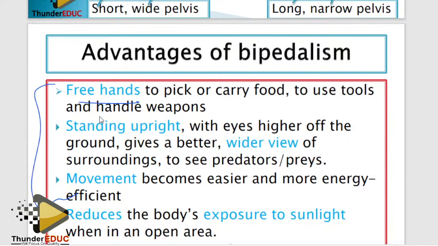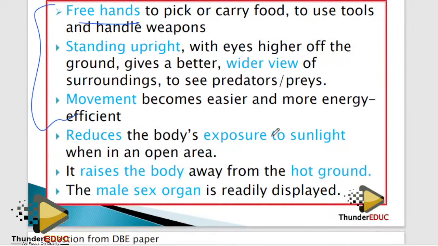Free hands so that you can pick food. Standing upright, the eyes are high off the ground, so it's a better view. You understand? You see, you think why ladies like to put on high heels so they can see far, man. They want to see far. Why? Because you're off the ground, so that you can see exactly what is happening there. I don't know what you're looking for, but those who put on the high heels, you must tell us what you're looking for. Anyway, paper 1 is done.